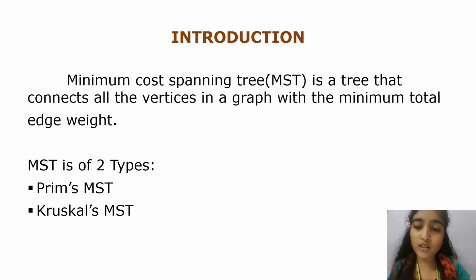So the first thing is the introduction. Minimum cost spanning tree, which is known in short form as MST, is a tree that connects all the vertices in a graph with the minimum total edge weight. So here MST is of two types. The first one will be Prim's and the second one will be Kruskal's. So we are going to know about these two types.